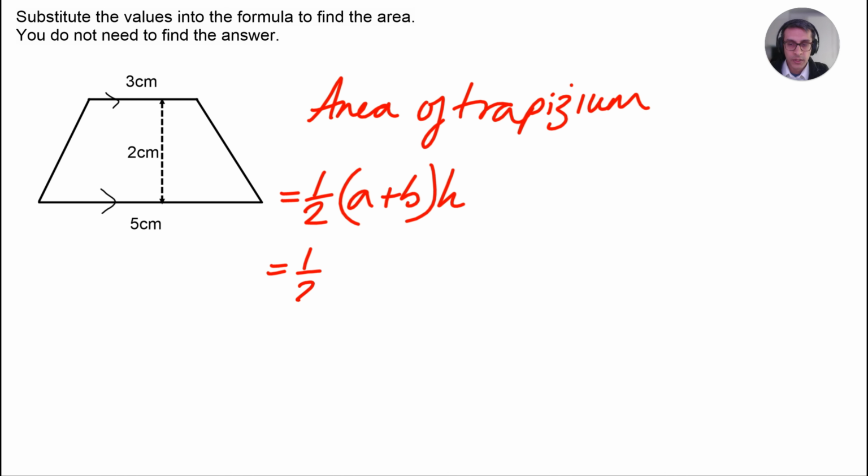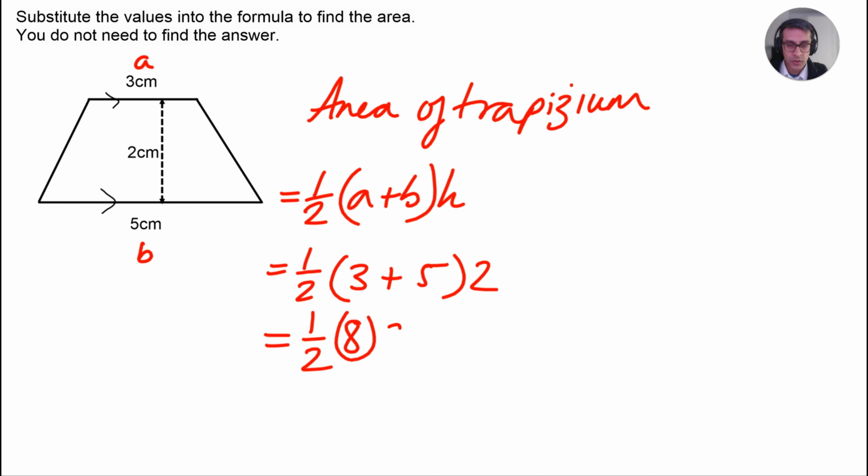So that's going to be half. Now we can see the parallel sides are 5 and 3. So we're going to label those A and B. So that's brackets 3 plus 5. The height is the distance between them, so that's going to be 2. And we can see that's the right angle distance there. And then we just work this out. So half 3 plus 5 is 8 times 2. Well, half times 2 is 1, and 1 times 8 is just 8. So this is going to be 8. Don't forget units, this is an area, so it's going to be centimeters squared.